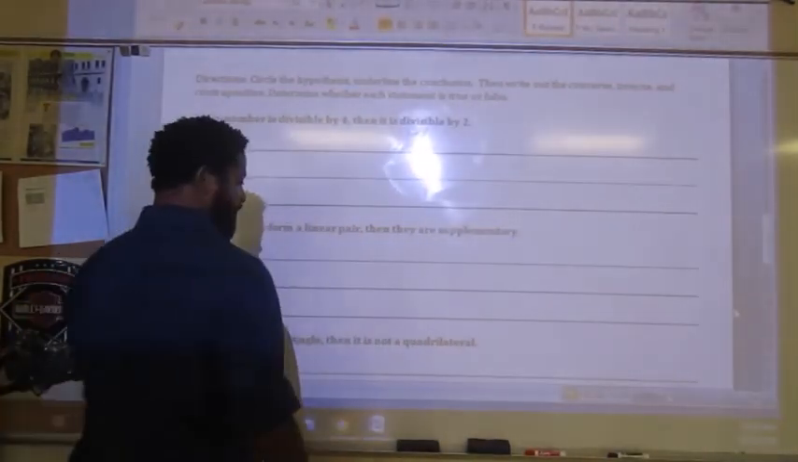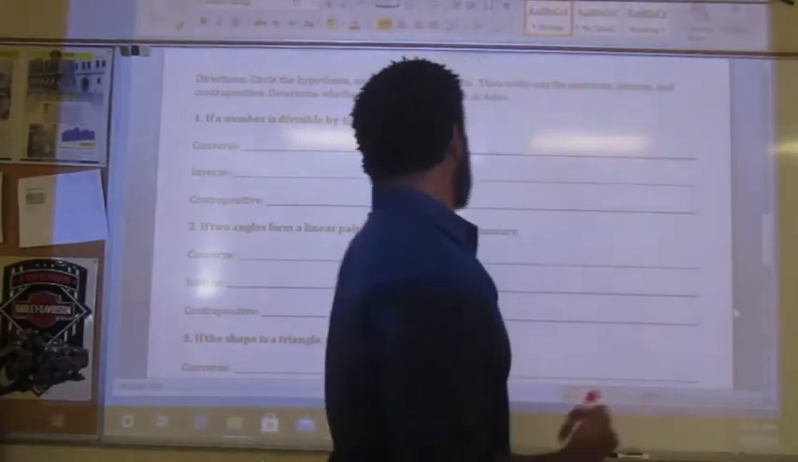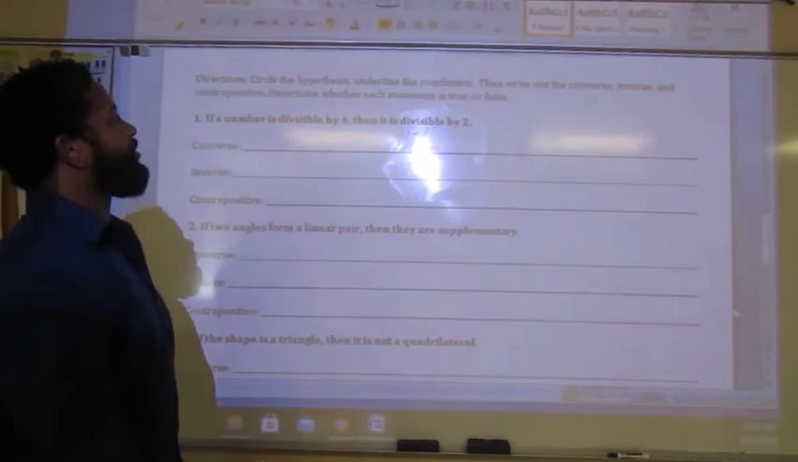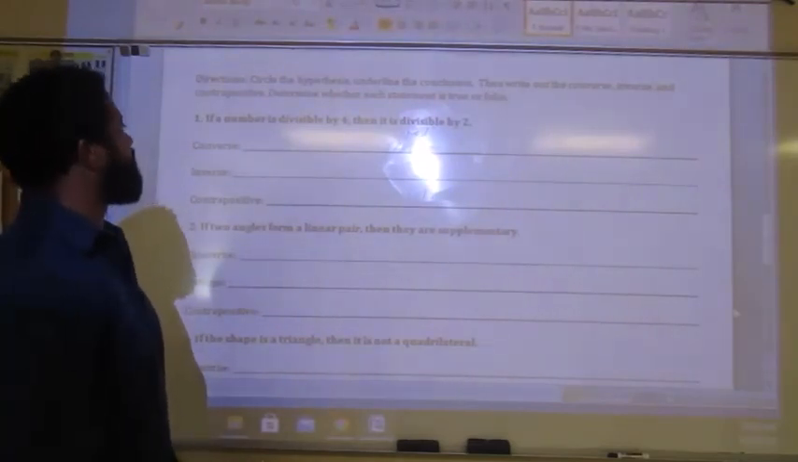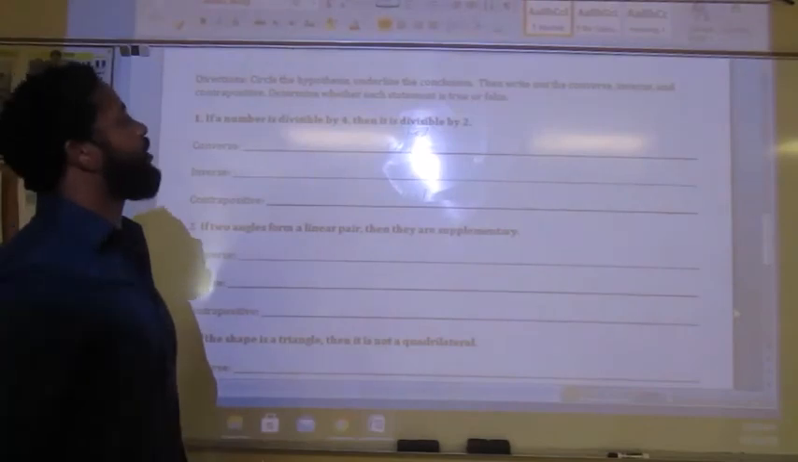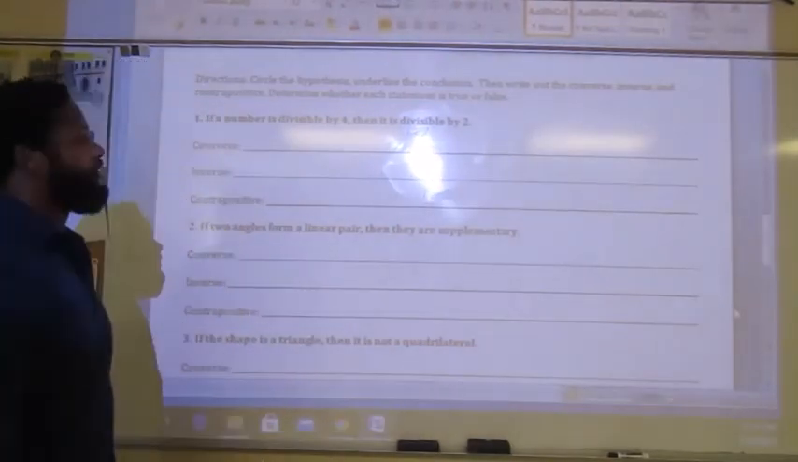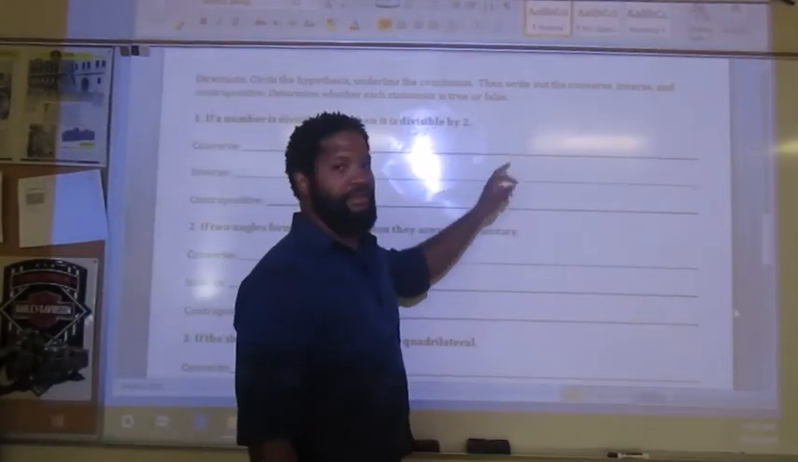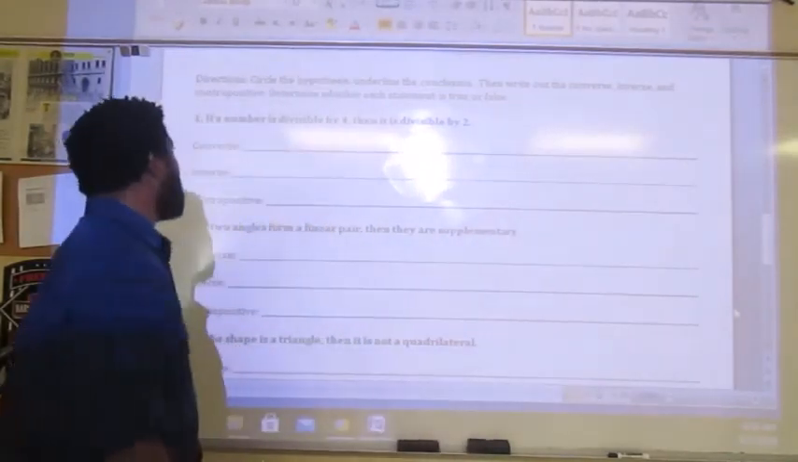If you want, let me show you what you can do. All right, let me write this in red. Circle the hypothesis, underline the conclusion, then write out the converse, inverse, and contrapositive. Determine whether each statement is true or false, okay? Now, you can write true or false on the lines. You're gonna have plenty of room to do that. Let me show you why.